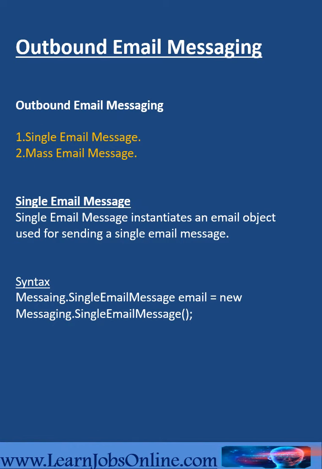Now let's look at the outbound email messaging. Outbound email messaging is used to send an email to external systems using Apex code. There are two types of outbound emails. Number one, single email message. Number two, mass email message.